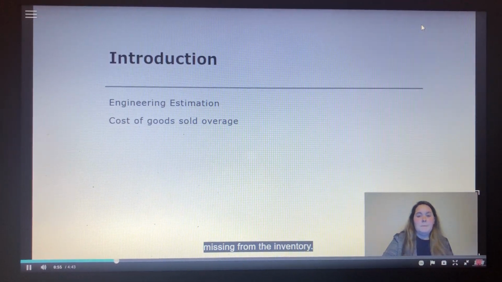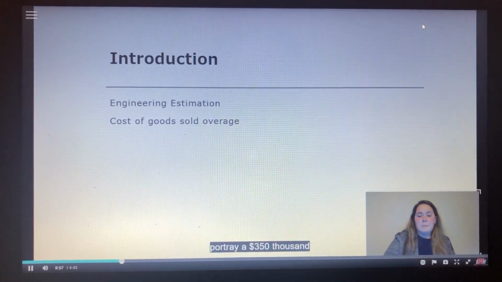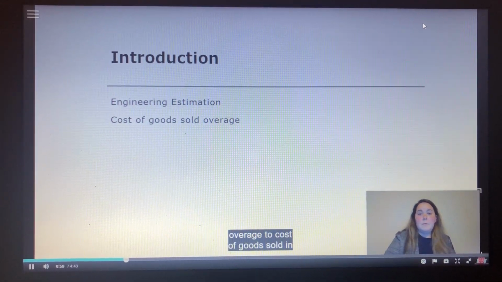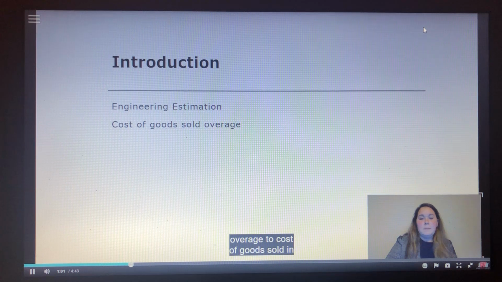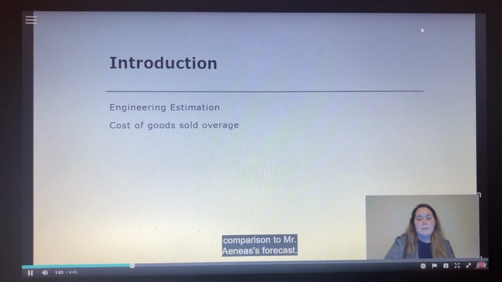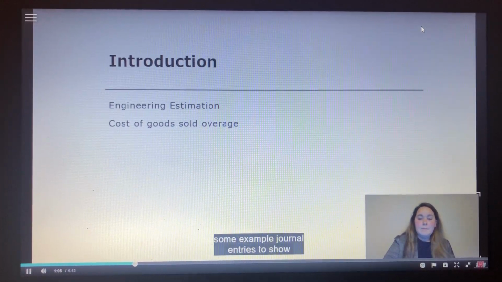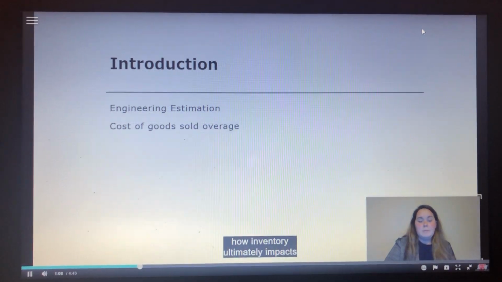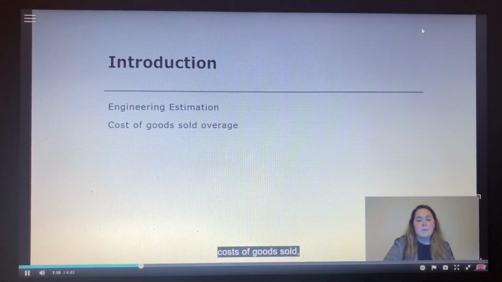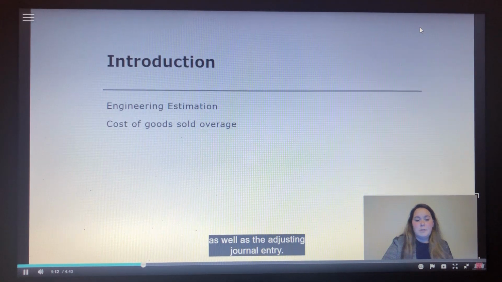from the inventory. The resulting journal entry portrayed a $350,000 overage to cost of goods sold in comparison to Mr. Onius's forecast. I have prepared some example journal entries to show how inventory ultimately impacts cost of goods sold, as well as the adjusted journal entry.